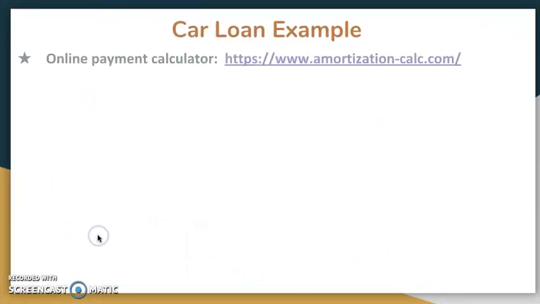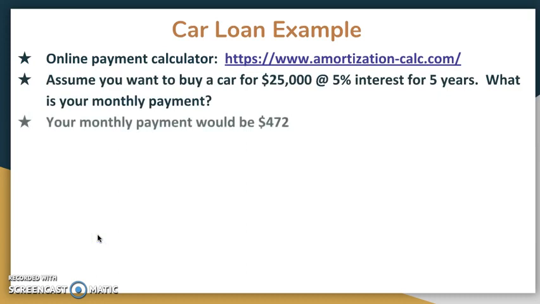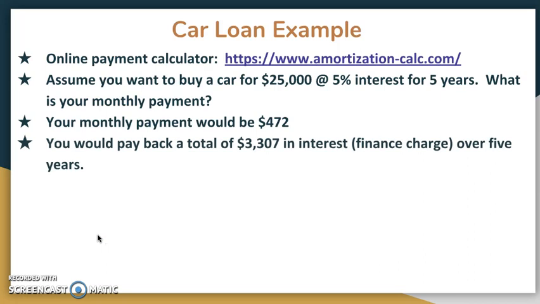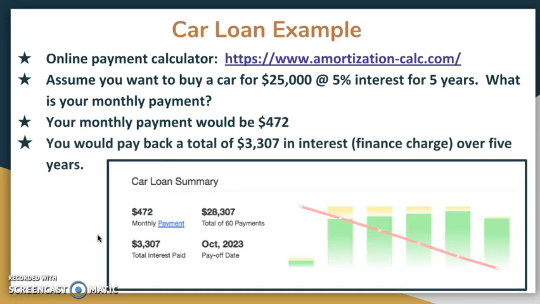Here's a car loan example. Assume you want to buy a car for $25,000 at 5% for 5 years. What is your monthly payment? And that's going to be $472. And I use the same website for this, but again, you can use a financial calculator or a spreadsheet.